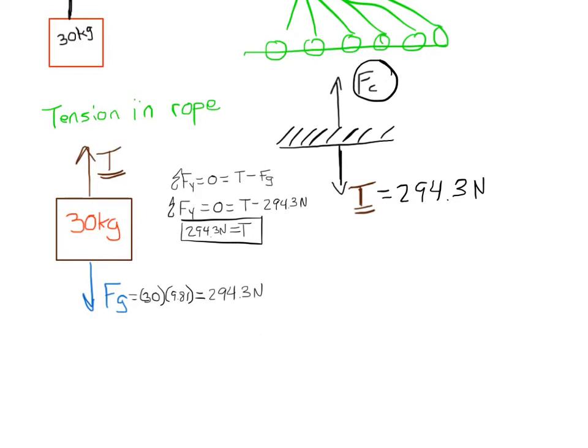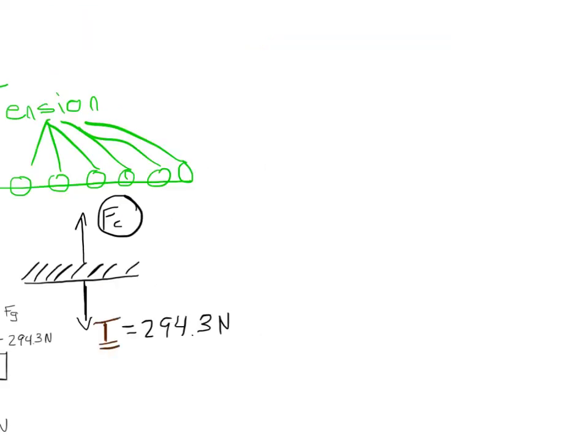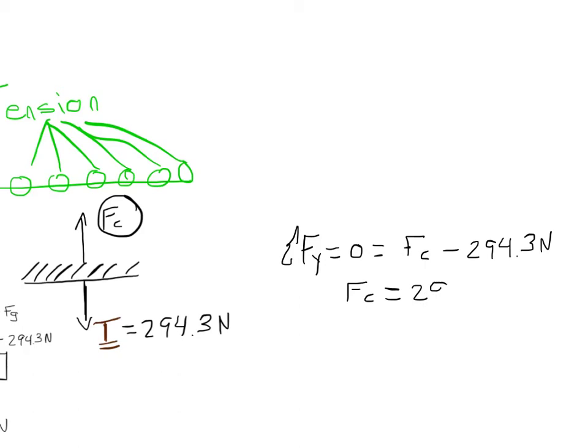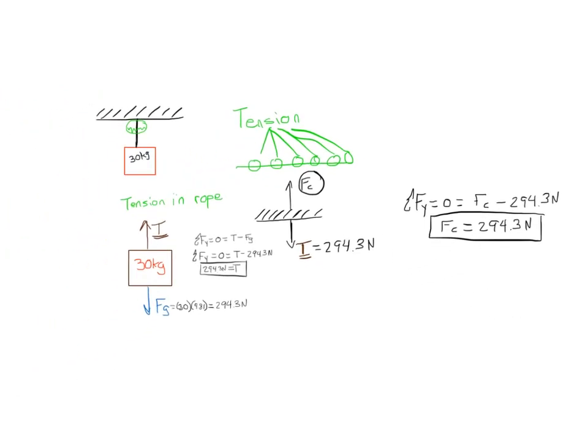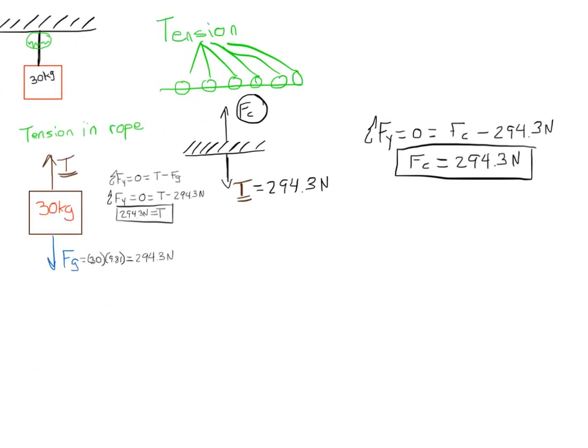So now if we're looking, for example, for the force of the ceiling, we can actually calculate that. Because neither of them is moving, we'll say the net force in the y is 0, which means that our force of the ceiling minus the 294.3 newtons has to equal 0. So that means the force of the ceiling has to be 294.3 newtons. Then we have our answers. We have the tension in the rope and the ceiling.